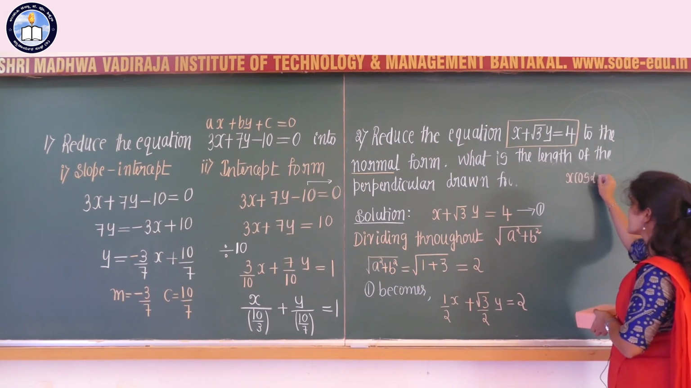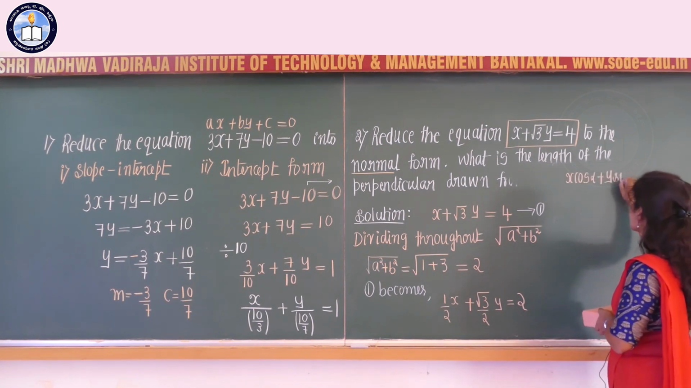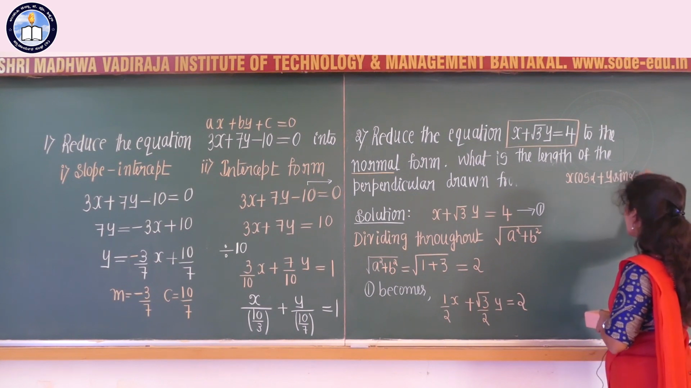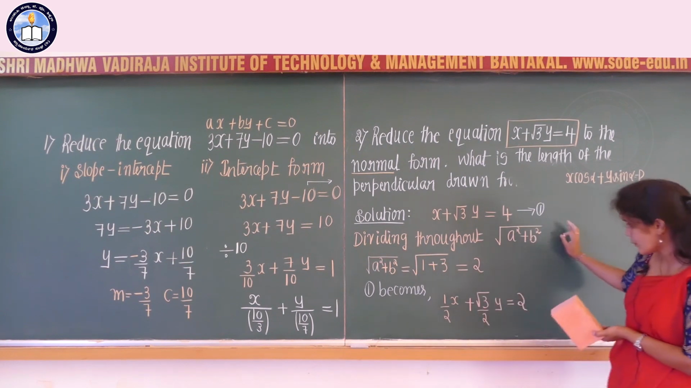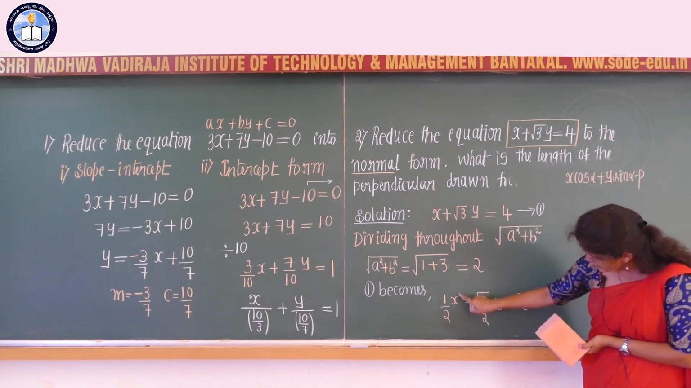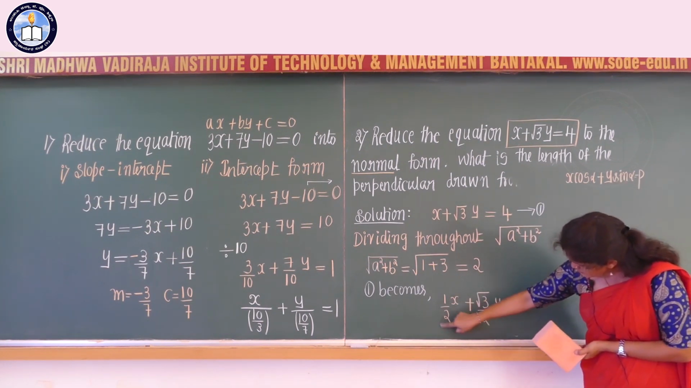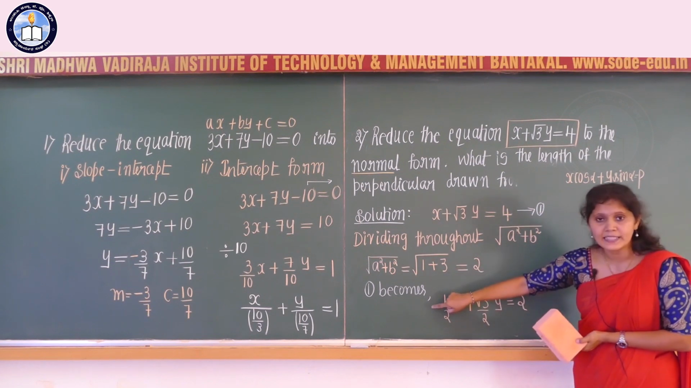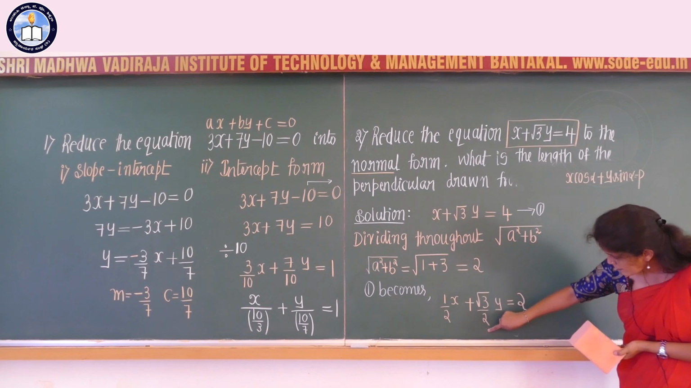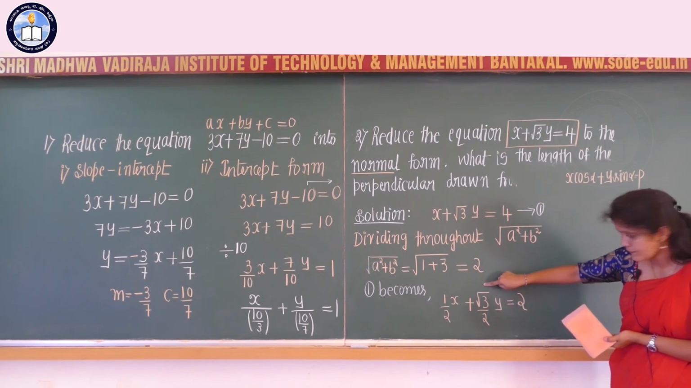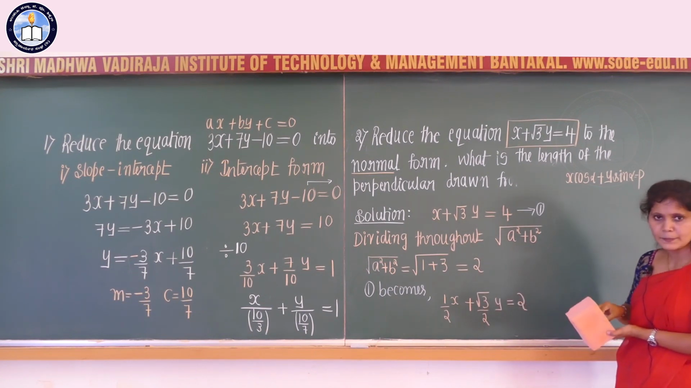x into cos alpha plus y into sin alpha is equal to p, right? So now you should write this as x into cos alpha, where 1 by 2 should be written in the form of cos alpha, and y into root 3 by 2 should be equal to sin alpha, is equal to the constant p, correct?